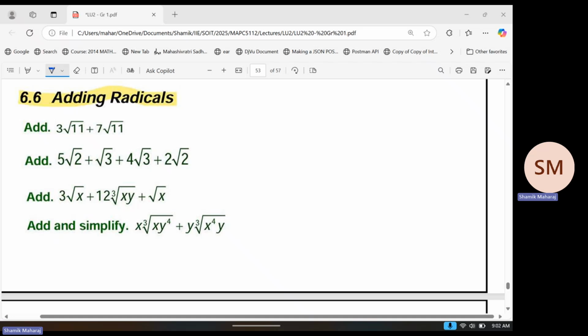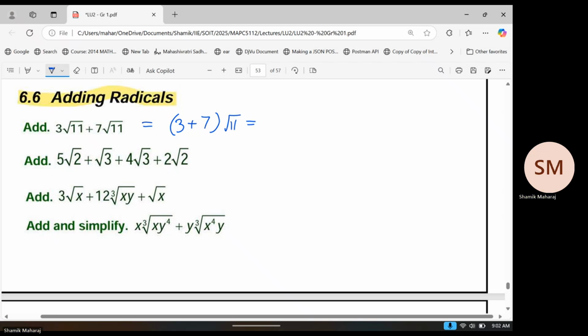Like the square root 11, for example, is common, which means we can simplify this by, in a way, factoring out the square root 11. So I can rewrite this as, the first one I'm going to do the long way, just to show you what's actually happening here. This is 3 plus 7, and you can factor out a square root 11. So that's 10 square root 11. You could go from the first step to the last step in one go if you wanted to. I'm just showing you in the middle what's actually happening.